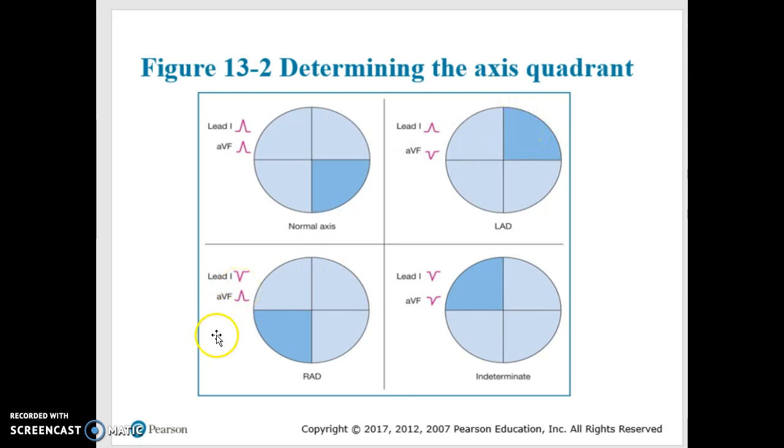And when you're given these questions, you may be told lead 1 is positive and AVF is negative or whatever it may be, but you also may be given a strip where you have to look at the different leads and see, okay, this is a positive QRS, this is a positive QRS, so that tells me lead 1 and AVF here are both positive. Or in this case, lead 1 is positive and AVF is negative. So you're going to be given scenarios where you have to decide yourself whether they're positive or negative by looking at the QRS.